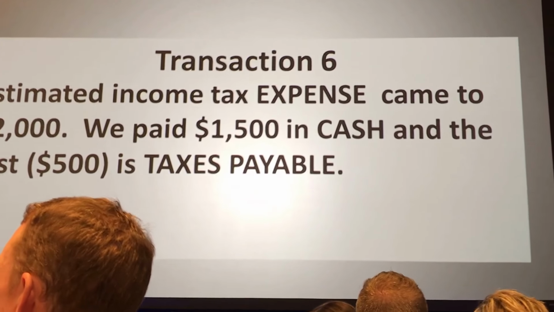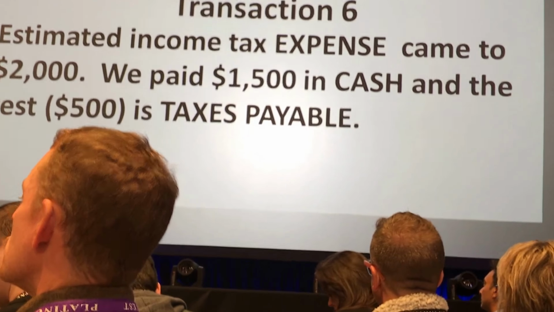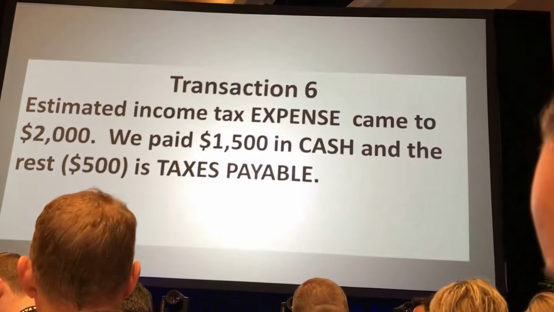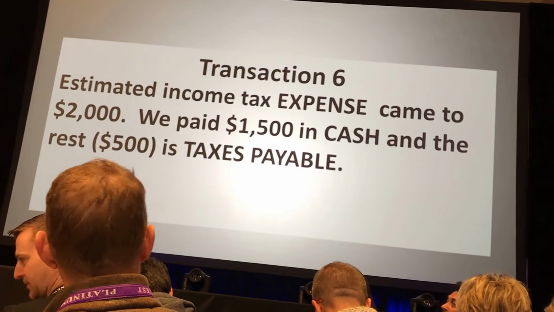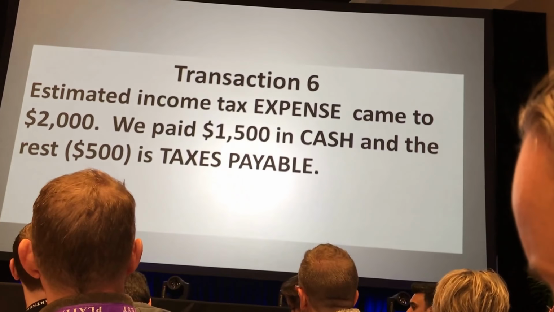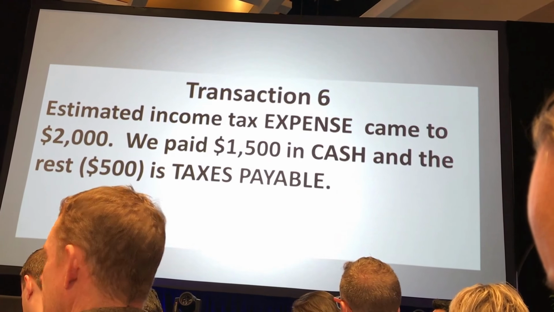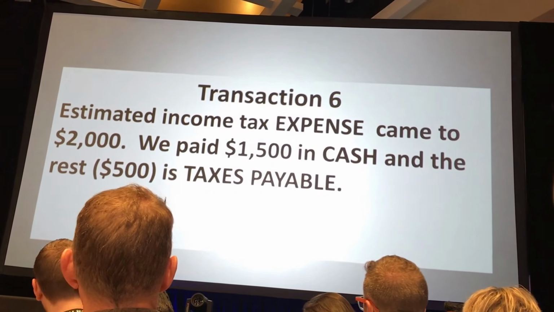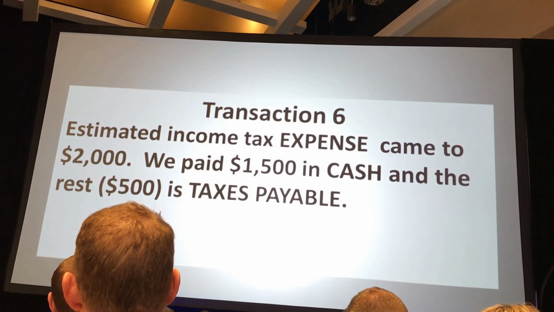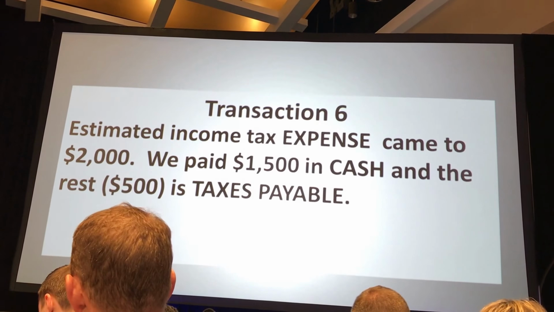Transaction number 6, estimated income tax expense came to $2,000. We paid $1,500 of that in cash, and the rest, $500, is taxes payable. Three parts to this transaction. You use $1,500 of your cash, you give the government an IOU for $500, so the amount you owe just went up, and your total expenses for taxes, which reduce earnings, were $2,000.